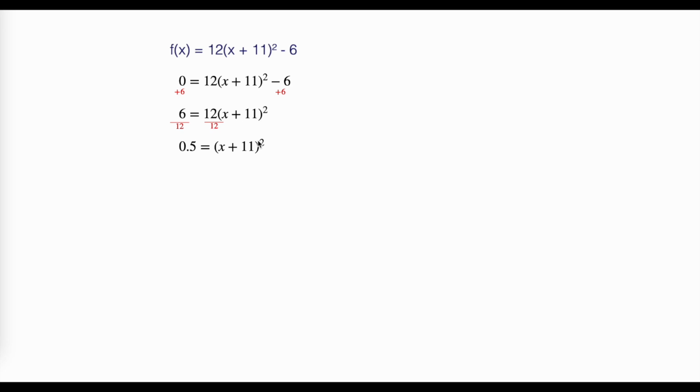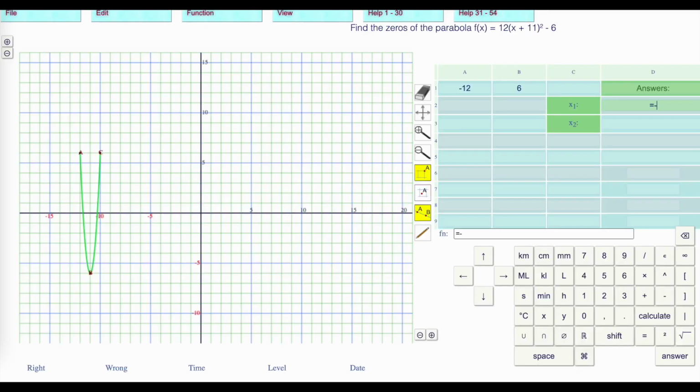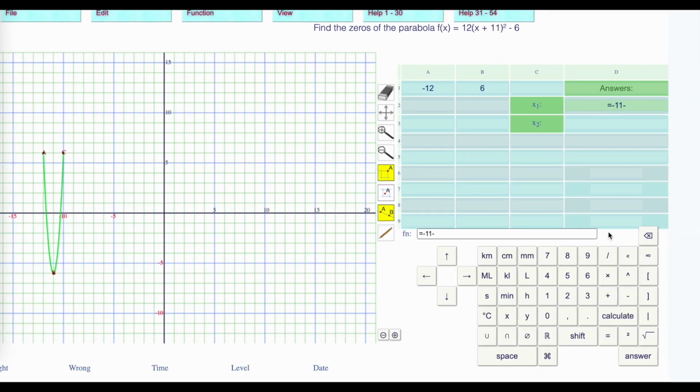I'm going to take the square root of both sides to get rid of the square. That's going to give us plus or minus the square root of 0.5 equals x plus 11. To get rid of the 11, subtract 11 from both sides. That gives us -11 plus or minus the square root of 0.5. I'm going to do the minus square root of 0.5 first, and that gives us -11.707.